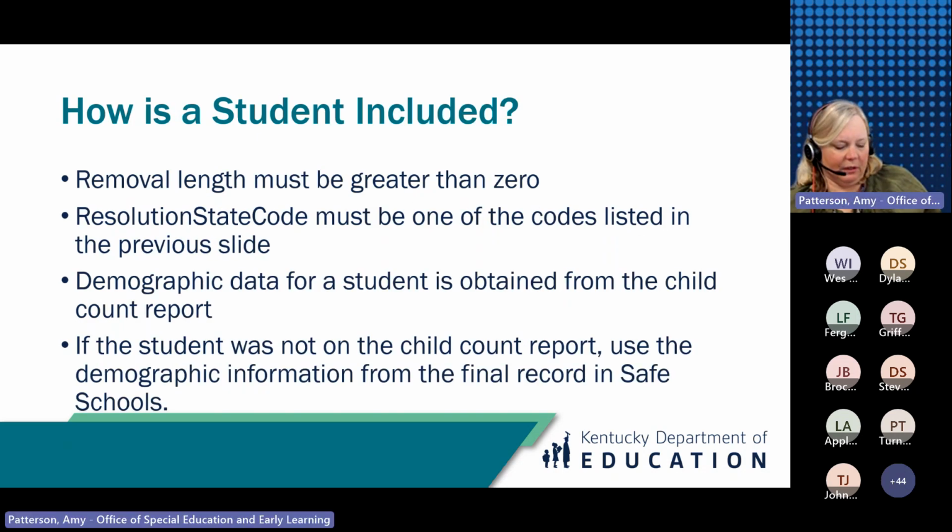When we pull a student, if a student is removed, the Safe Schools report, when we report this for federal reporting for IDEA, actually goes back and compares it to the child count report. So whatever the demographic information for that student was in the child count report, that's what it's going to be. Sometimes students change races, maybe during the school year, maybe when they move from one district to another.